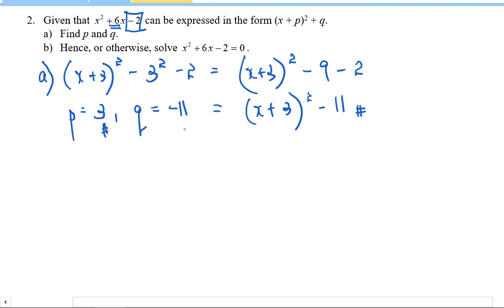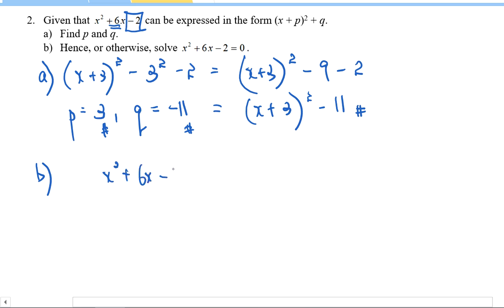Alright, the two answers are here. Now let's take a look at part B. Hence solve. Your job is hence solve. Hence solve means there can be two methods. Hence means you use the previous answer, or otherwise you can use any other method. Alright, if I want to use the previous answer, I can do like what I did for part 1. Equate your first part answer for completing the square to 0. After that, you can make use of square root. However, because there is an otherwise, I'm going to use the otherwise method.